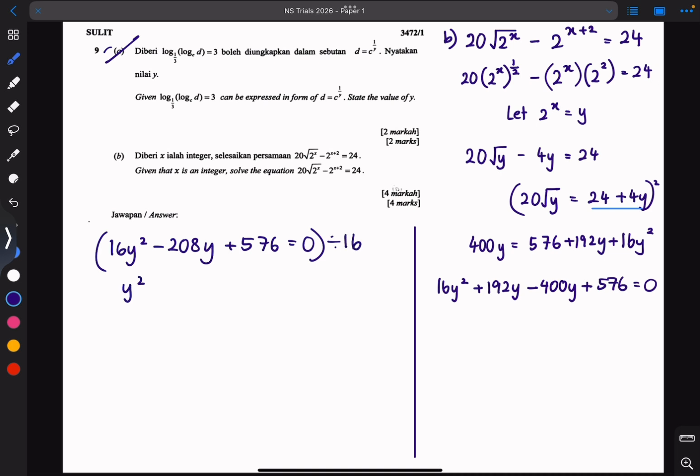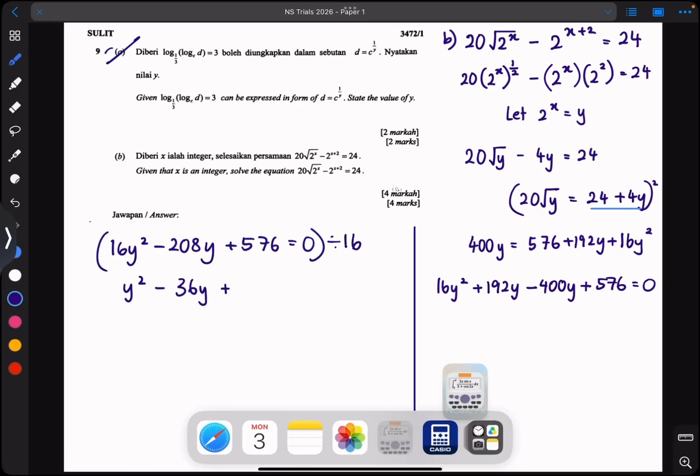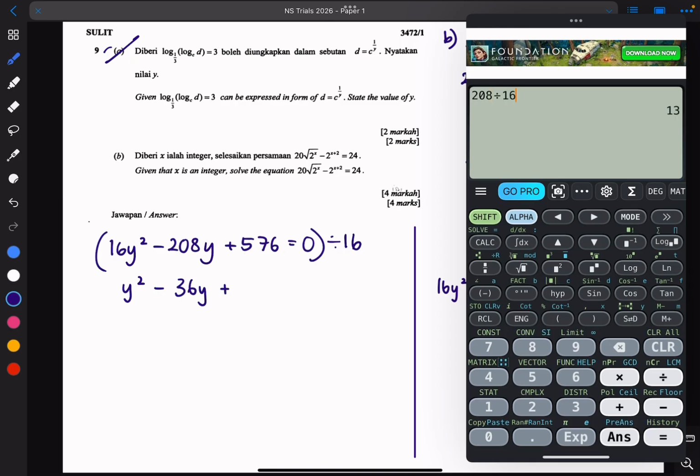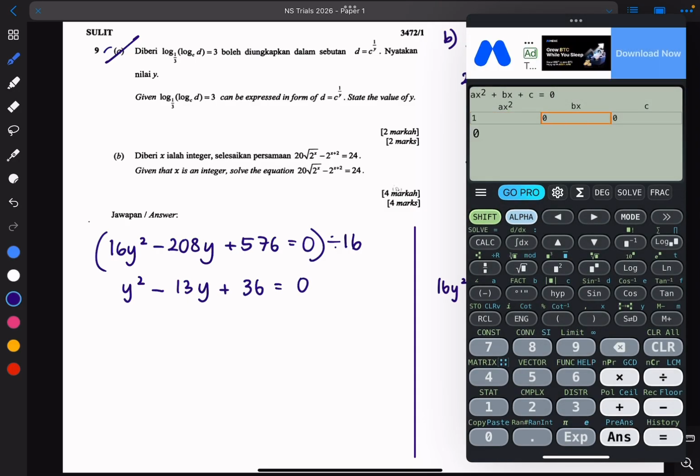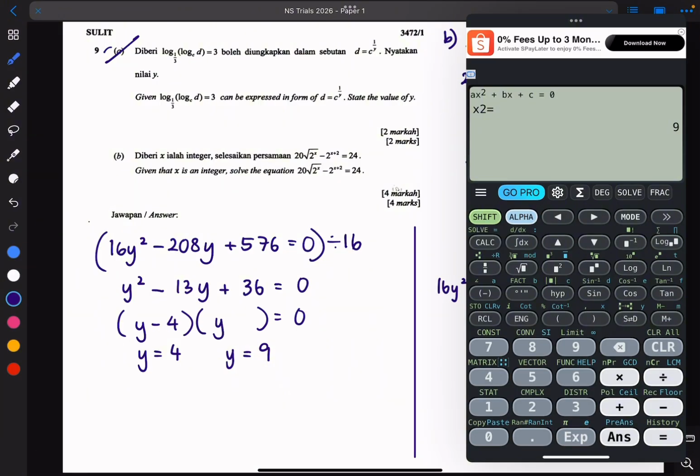So the whole thing can be divided by 16. So we'll get y square minus 36y. Was it 36? 208 divided by 16 is 13. Minus 13y. This is 36. Then we use our factorization. A is 1, B is negative 13, C is 36. So we get y equals 4 and y equals 9. Don't forget to put it into the bracket. So y minus 4, y minus 9.